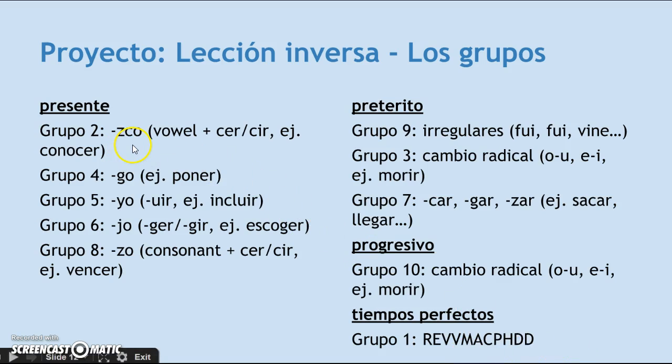If you're in group 2, you're going to have the SCO verbs, and these are verbs that end in a vowel and CER or vowel and CIR. An example is conocer. The yo form is conozco in the present. Group 4 has go verbs like pongo. Group 5 has yo verbs like incluyo. Group 6 are ho verbs, which are verbs that end in GER or GIR, escoger, etc. So I have some notes here to give you an idea of what verbs you will be covering.